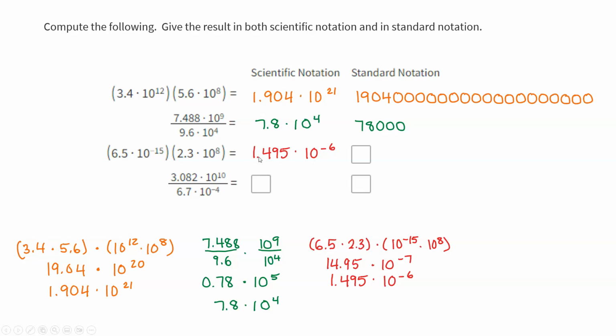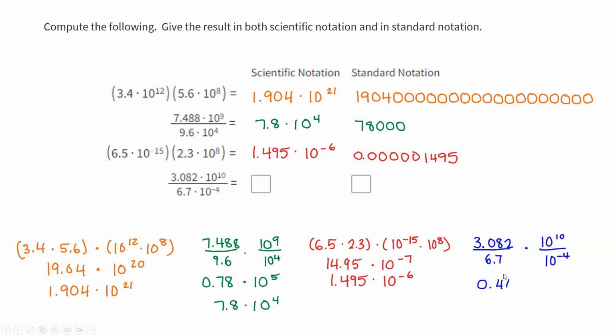To write it in standard notation, you'd move this one space to the left, and then you need 5 more zeros to move the additional 5 spaces to the left for a total of 6. So you're going to have a decimal point, 5 zeros, and then 1495. And lastly, here again, you're going to separate this. You're going to do the 3.082 divided by 6.7 and the 10 to the 7th divided by 10 to the negative 4th. Multiply those two results together.